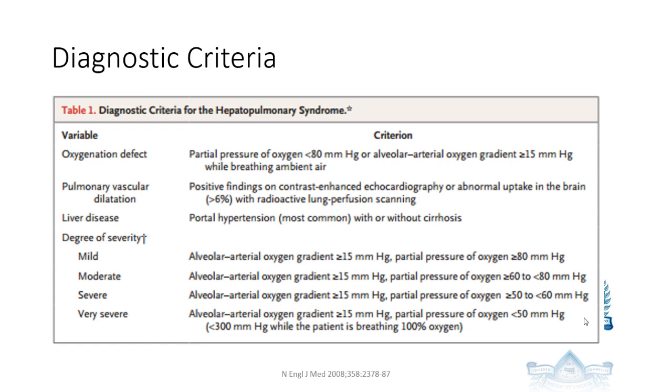So the diagnostic criteria, in order to diagnose them, on an ABG, you need a PO2 less than 80 or an AA gradient above 15.